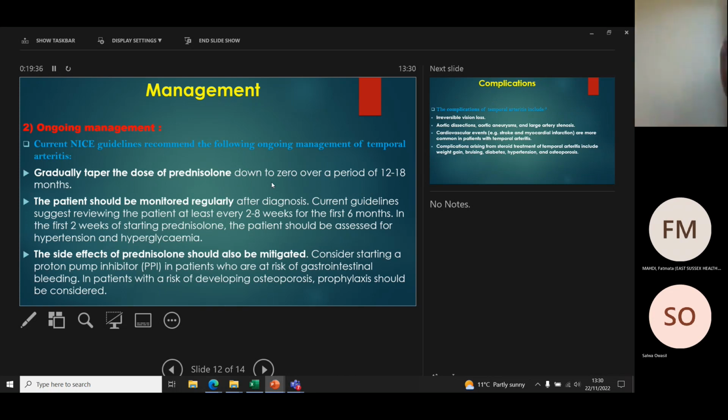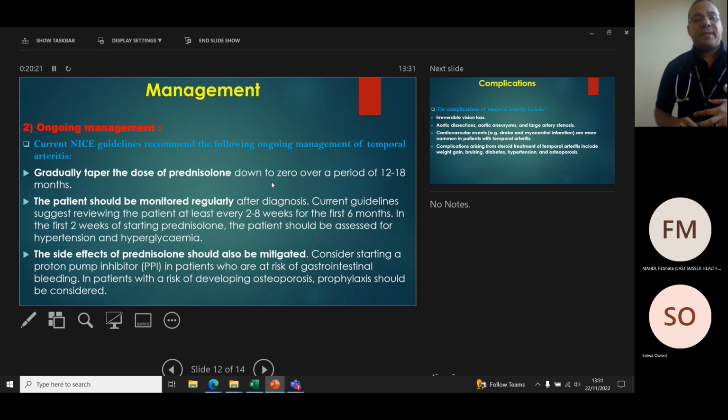Ongoing management means long-term management. Now you confirmed your diagnosis of GCA and you are going to continue treatment. For how long will the treatment be, and what other considerations do you have to bear in mind? The recent guidelines suggest that if the patient has started oral prednisolone, it has to be continued for 12 to 18 months with a tapering dose, of course. This will be done by a rheumatologist, by the way. It can be decreased by 5 milligrams every week as a tapering dose, to avoid adrenal insufficiency.